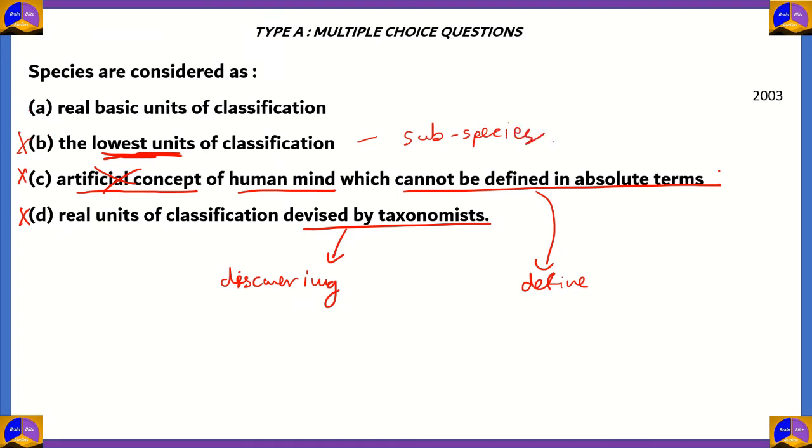The correct answer is option A, real basic units of classification. So these units are real, and in the 7 kingdom classification they are the basic units. So real basic units of classifications is considered most appropriate. So option A is the correct option for this question asked in 2003.